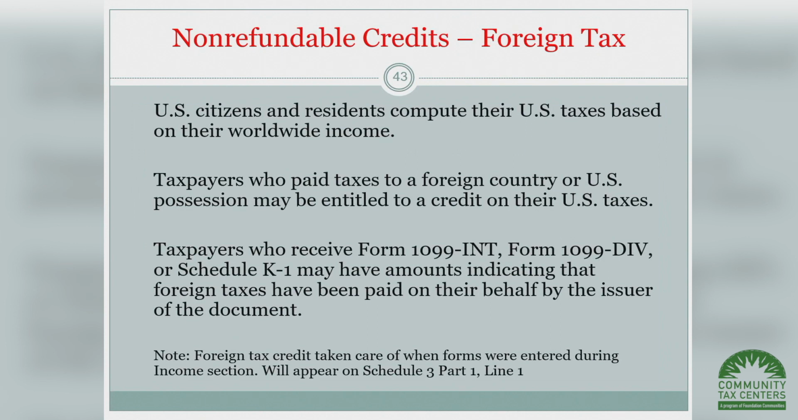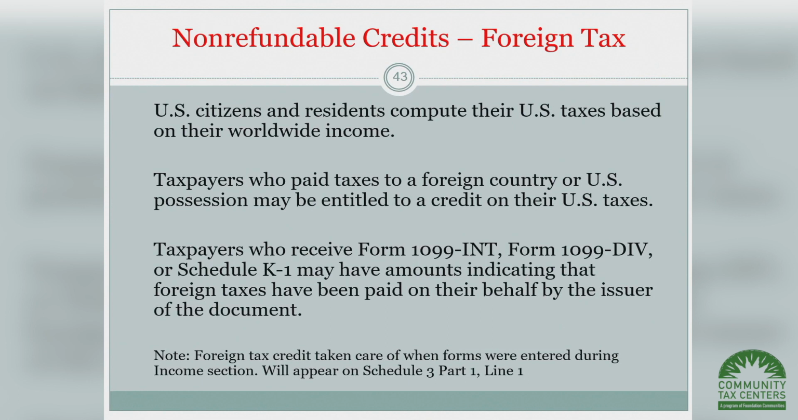U.S. citizens and residents compute their U.S. tax base on their worldwide income. It just depends on whatever they made throughout the year, like we said. Taxpayers who pay taxes to a foreign country or U.S. possessions may be entitled to a credit on their taxes. Just depends if you have stocks in different countries. Taxpayers who receive Form 1099-INT, Form 1099-DIV, or Schedule K-1 may have an amount indicated for foreign taxes that have been paid on their behalf from the issuer. So your brokerage will already handle those foreign taxes for you before you even see it.